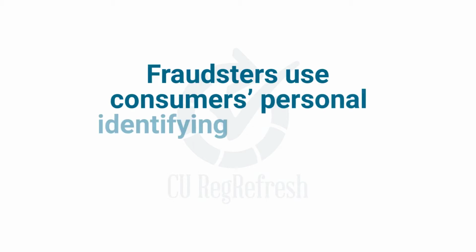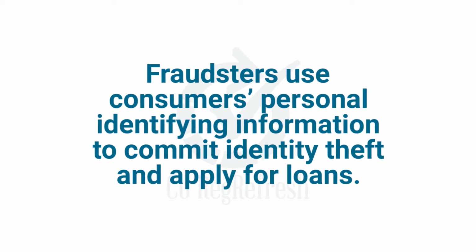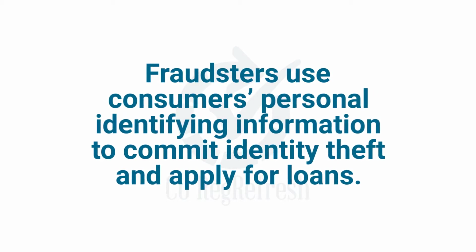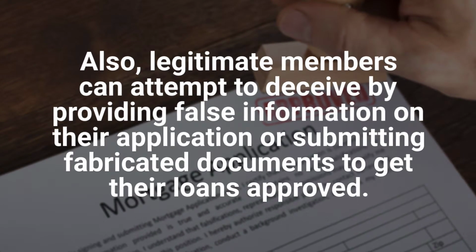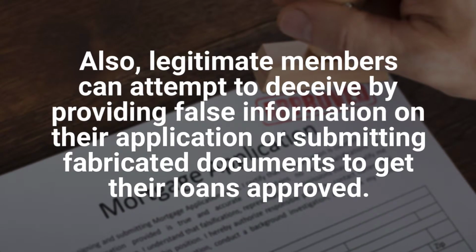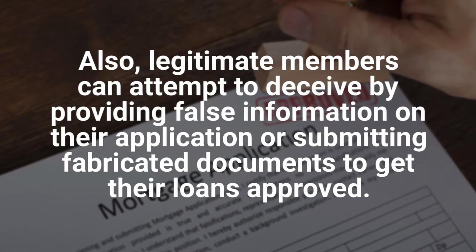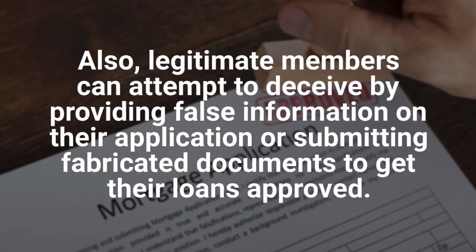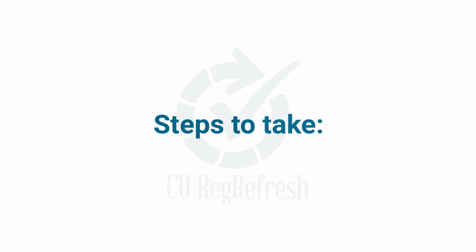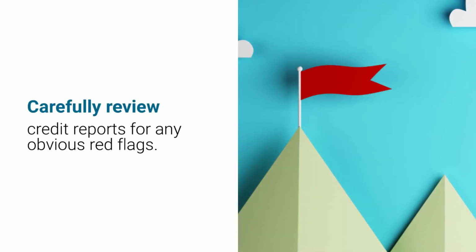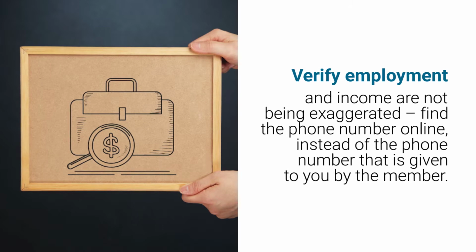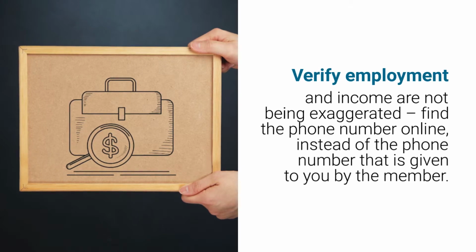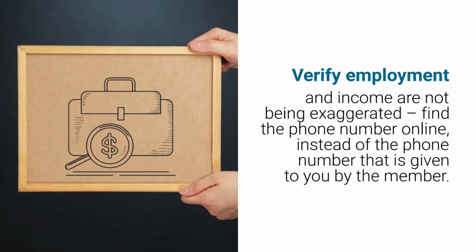Loan fraud. Fraudsters use consumers' personal identifying information to commit identity theft and apply for loans. Also, legitimate members can attempt to deceive by providing false information on their application or submitting fabricated documents to get their loans approved. Steps to take. Carefully review credit reports for any obvious red flags. Verify employment and income are not being exaggerated. Find the phone number online instead of the phone number that is given to you by the member.